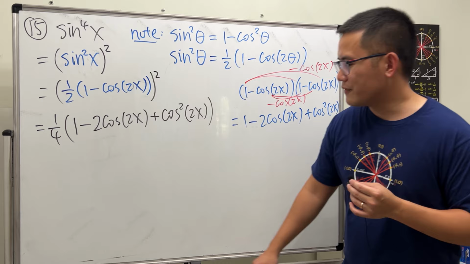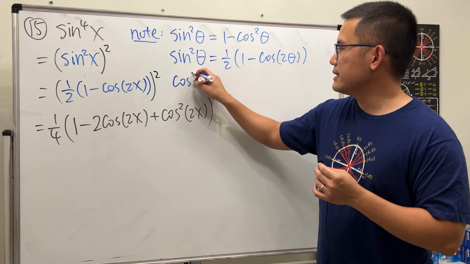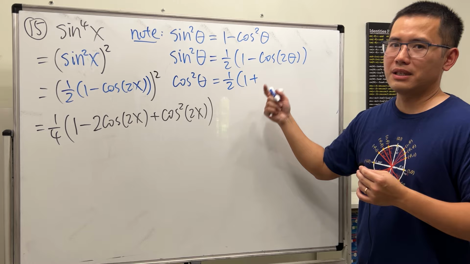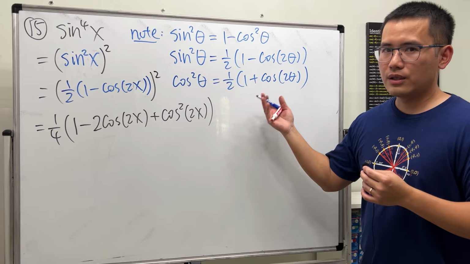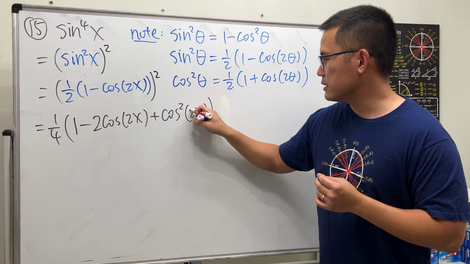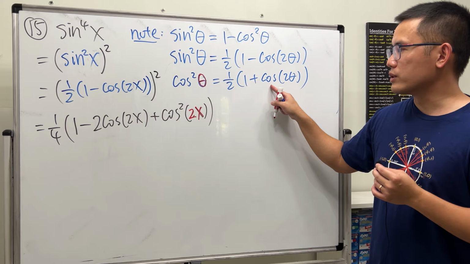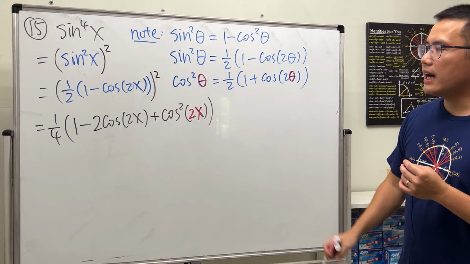So let me write that down for you guys right here real quick. For the cosine version, we have cosine squared theta. This is 1/2, 1 plus, just plus instead, cosine of 2 theta, right? That's the cosine version. So I'm going to use this one right here. But be careful. Notice that we have cosine squared, and the angle inside is 2x. Right? This is the 2x here. And if you look at here, when we have cosine of the angle, it's 1/2 times 1 plus cosine of 2 times the angle theta.